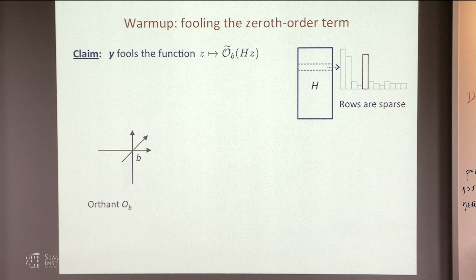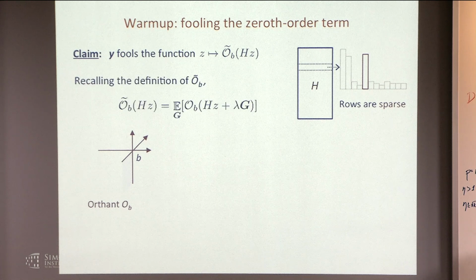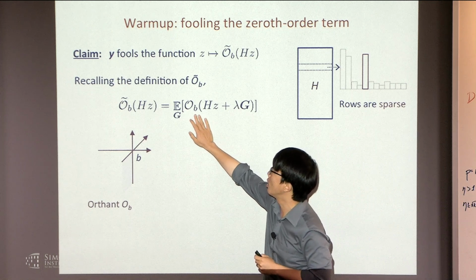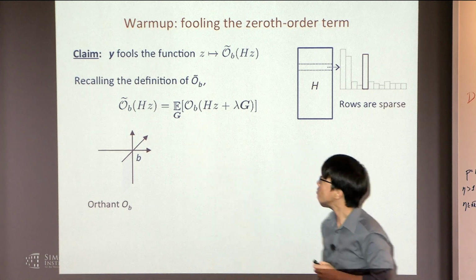Okay, so there's no tail because we're dealing with a zeroth order term. So z maps to O tilde of Hz, where H is a sparse matrix and O tilde is a mollifier for the orthant. And H has a nice property that every row of H is sparse. So what's O tilde? O tilde is an approximator to the orthant function, and it's obtained by adding a little bit of Gaussian noise to the 0, 1 valued indicator of the orthant.